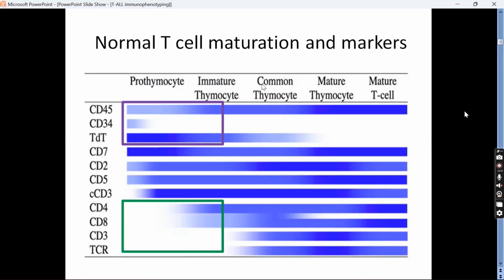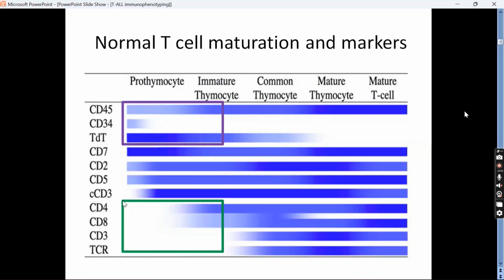So if there is a maturation arrest here and the mutation is happening here, and you get a cortical type phenotype, cortical TALL, CD34 may be negative in that case, but still you may have a dim CD45, you can have TDT positivity, you can have CD1A expression. So these are the things which can help you to come to the diagnosis. So CD45, CD34, TDT.